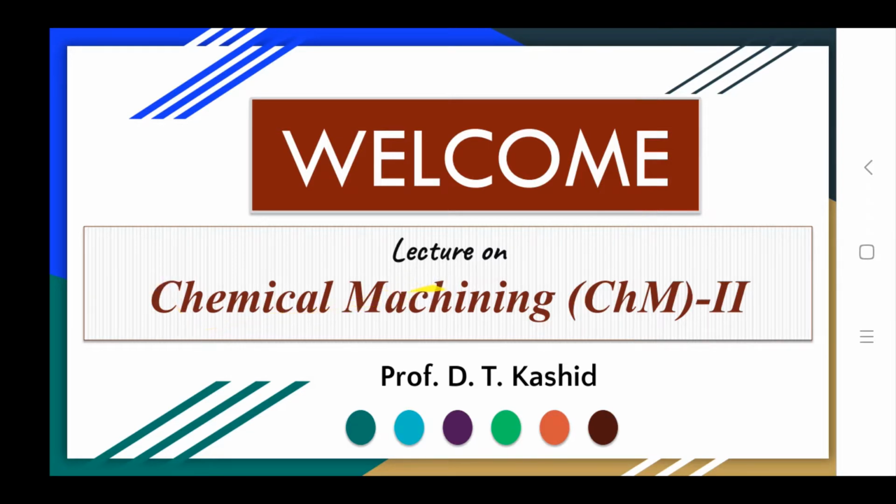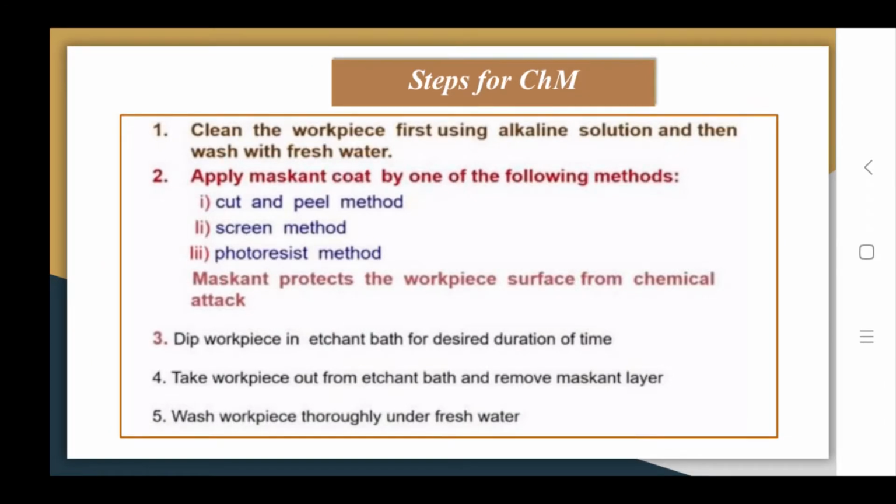In continuation with my previous lecture about chemical machining, today we are going to talk about the remaining parts of this chemical machining process. In part 1 we discussed the introduction, then the setup for chemical machining, and we were discussing the steps to be followed during chemical machining. In that, there are different methods for applying the maskants. Which methods are those? First is the cut and peel method, then second is the screen printing method, and the third one is the photoresist method.